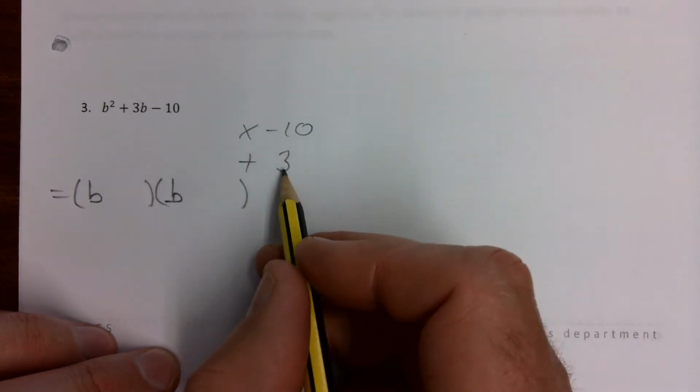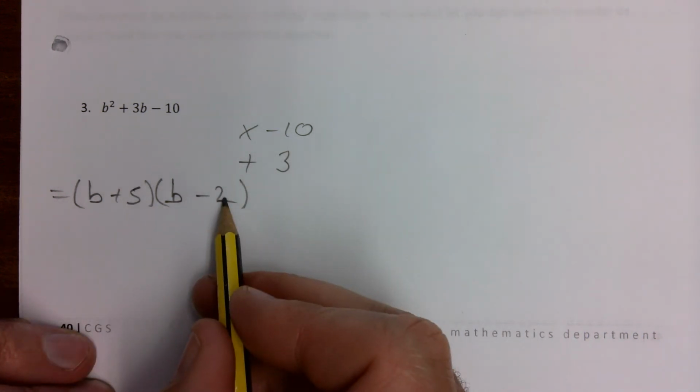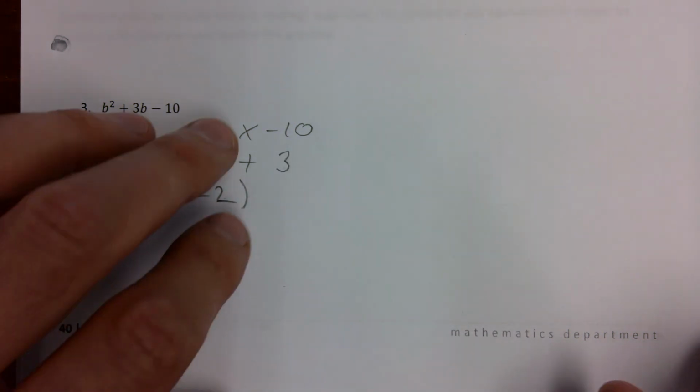So multiplying to give minus 10, add to give 3, it's going to have to be then plus 5 and minus 2. Add those two numbers, yeah, you get 3. Multiply them, you get minus 10. So that works then. Brilliant.